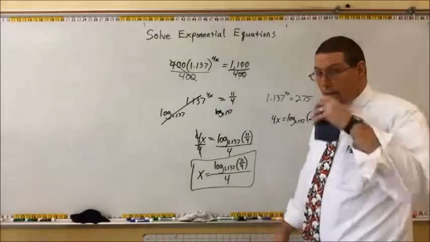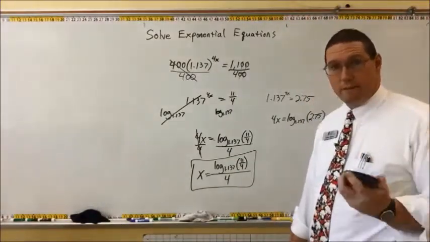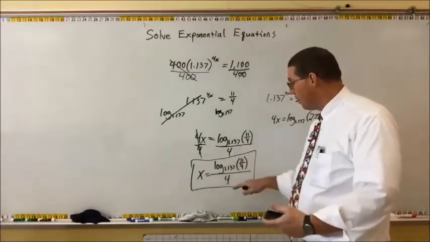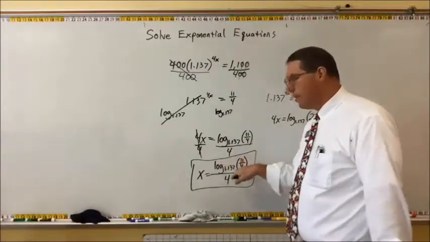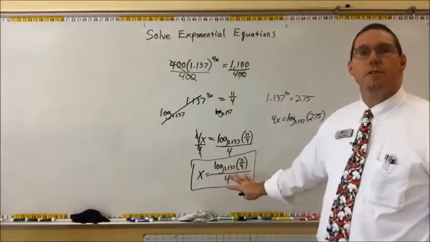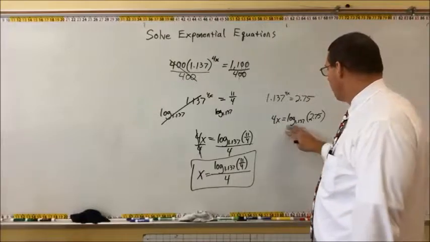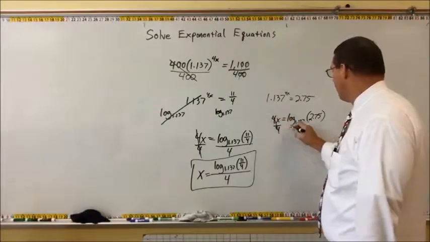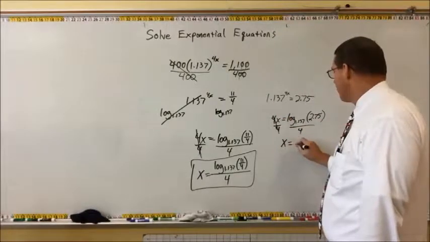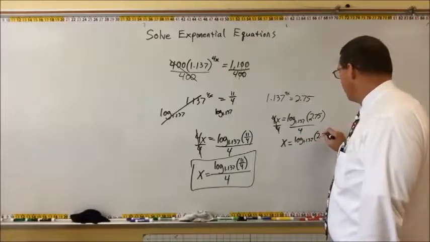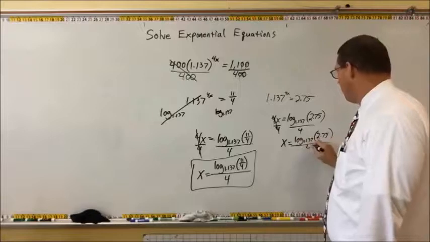But if we were asked, for example in an advanced calculus class or something like that, to solve this, they might expect you to key it in just like this, because this is a precise number. It's not approximated. Over here, we could do the same thing, divide by 4 on both sides, and we would have x is equal to log base 1.137 of 2.75 over 4.